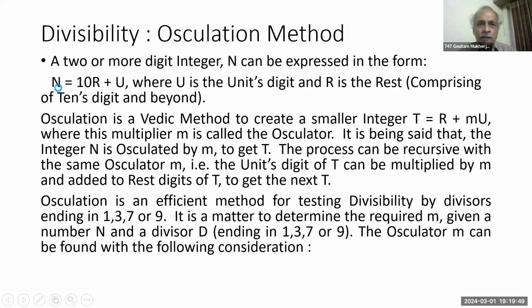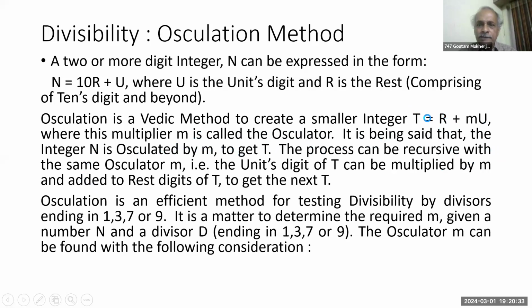10r plus u is the total number. Now we have to form a smaller integer called the test integer, t, which is equal to this r, without the 10, plus the multiplier m times u, that is, r plus mu. The multiplier m is called the oscillator. It is said that the integer n is oscillated by this m to get the test digit t. The process can be recursive. One after another we can do it. When we actually go to the examples, we will be able to see. We have to form this t.